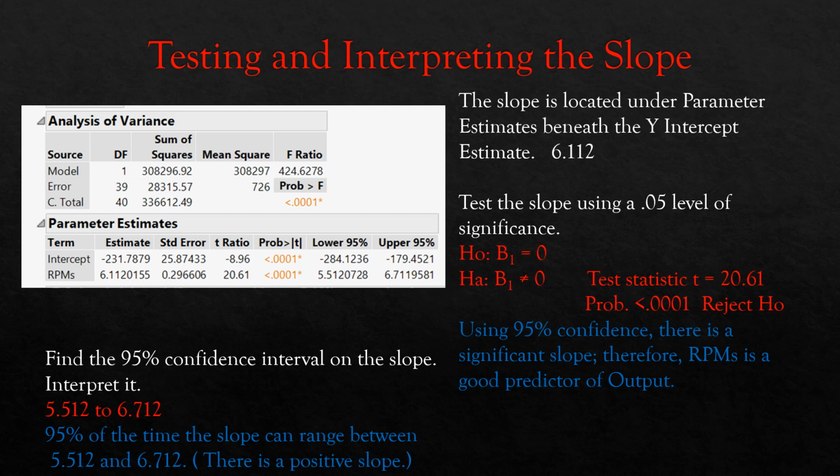We could also place a confidence interval on the slope. Those values range between 5.51 and 6.71. So 95% of the time, the slope could range between 5.51 and 6.71.